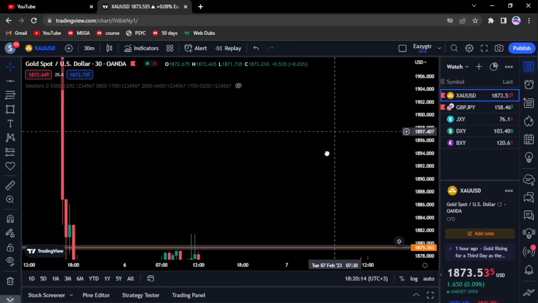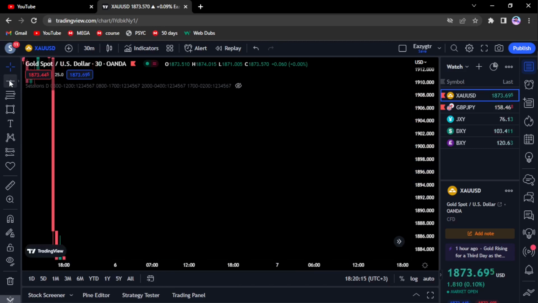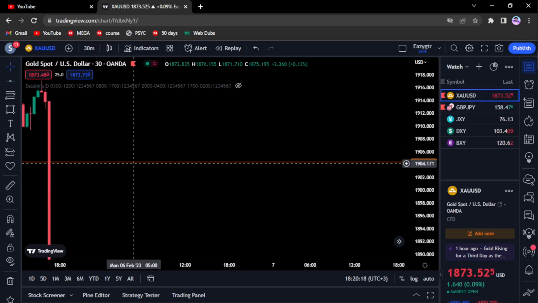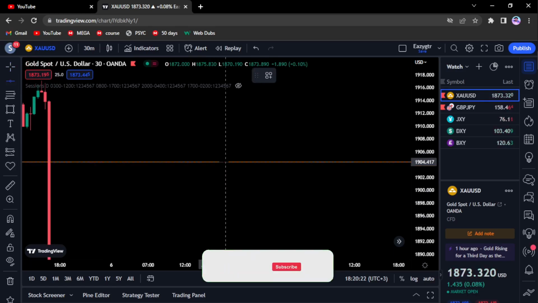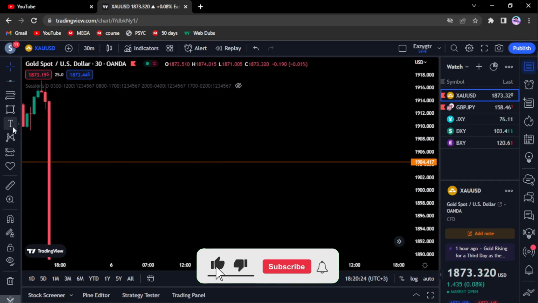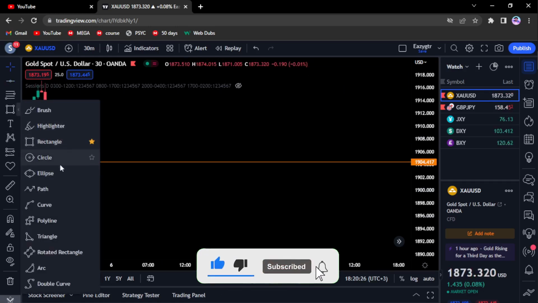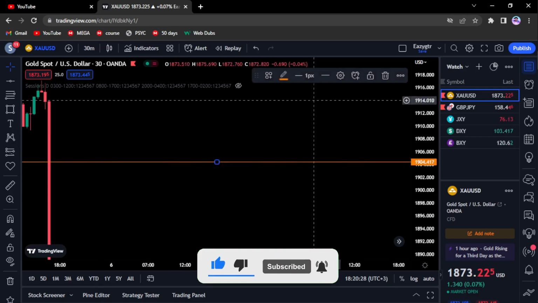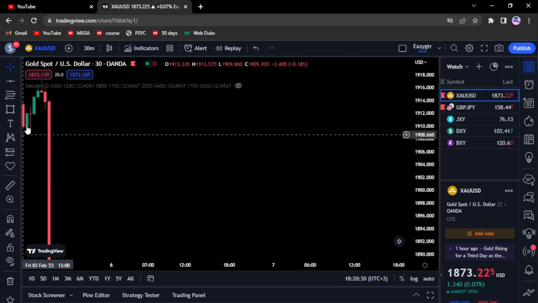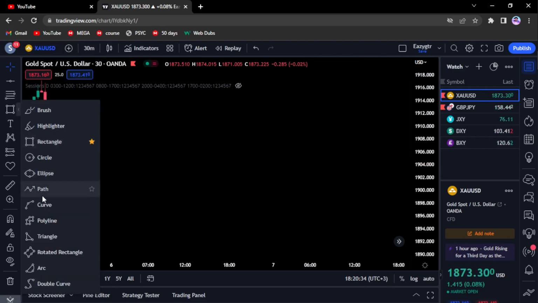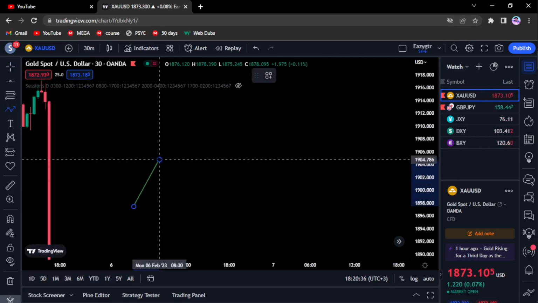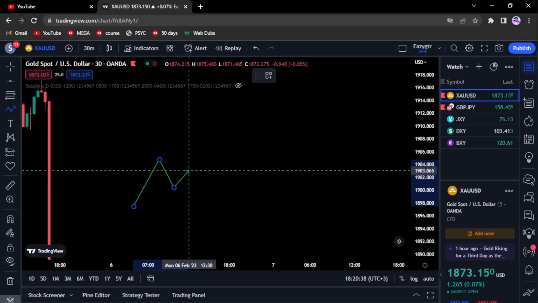So let me use drawing so that you can understand better. So here we have, let's say this is a range. Okay, let me not draw the ranges first. So let's draw how price moves. Okay, so price moves in waves. So in a bullish market, this is how price moves.